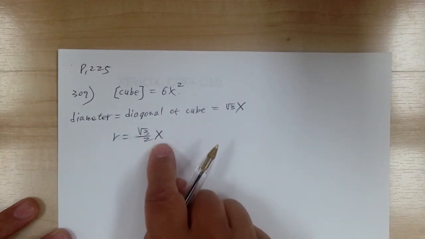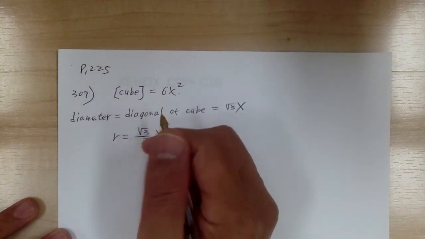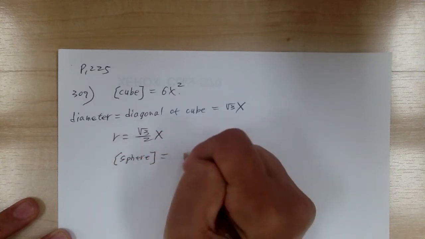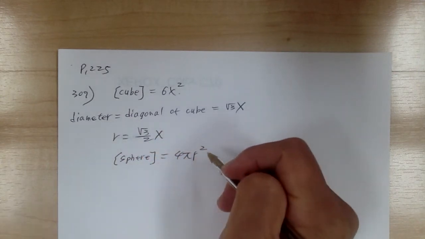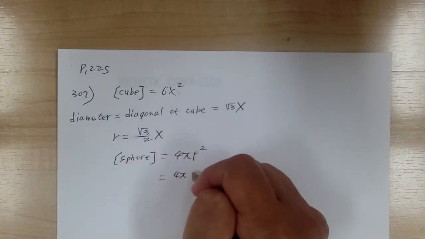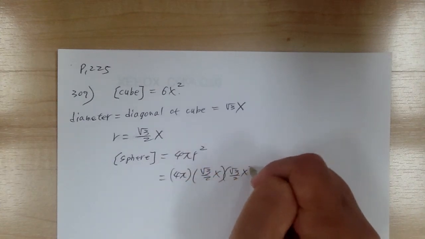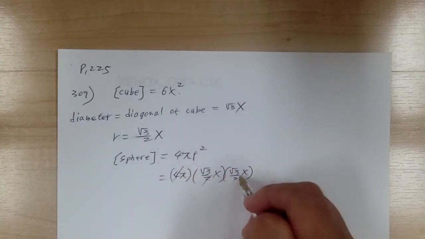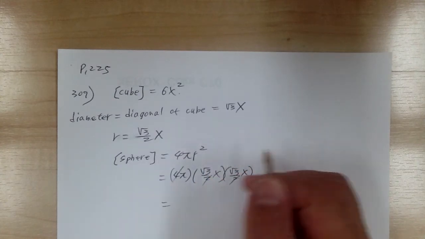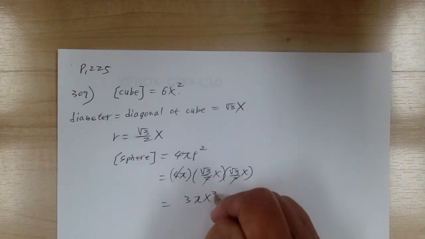Okay. So once we figure out the radius, then we can figure out the surface area. So for the sphere, it would be 4 pi r squared. That's the formula. So this will equal 4 pi times square root of 3 over 2x, times square root of 3 over 2x. Okay, and so this will cancel out, and so this will equal 3 pi x squared.